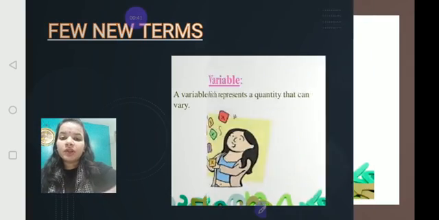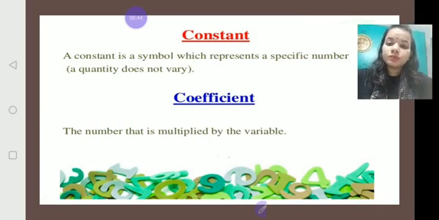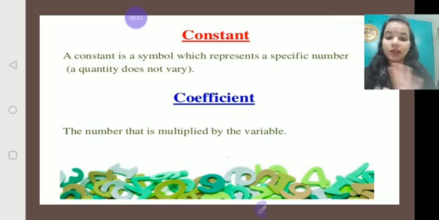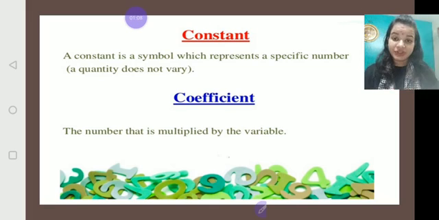Clear? Now the next term that you are going to listen to is your constant. What is constant? As it's clear from the name, constant means a thing that is not changing. A constant is a symbol which represents a specific number. A quantity that does not vary. So constants are your numbers basically. 1, 2, 3, 4, that is not changing. What was a variable? The term that can change. Its value can change. But for a constant, the value cannot change. It will remain the same throughout the problem.